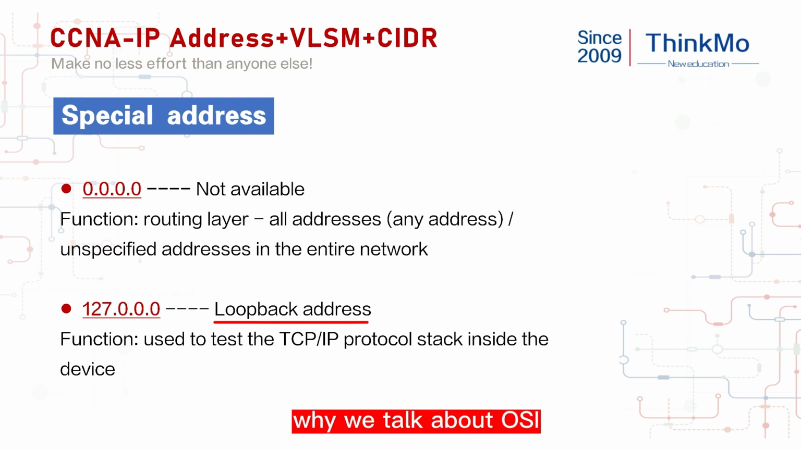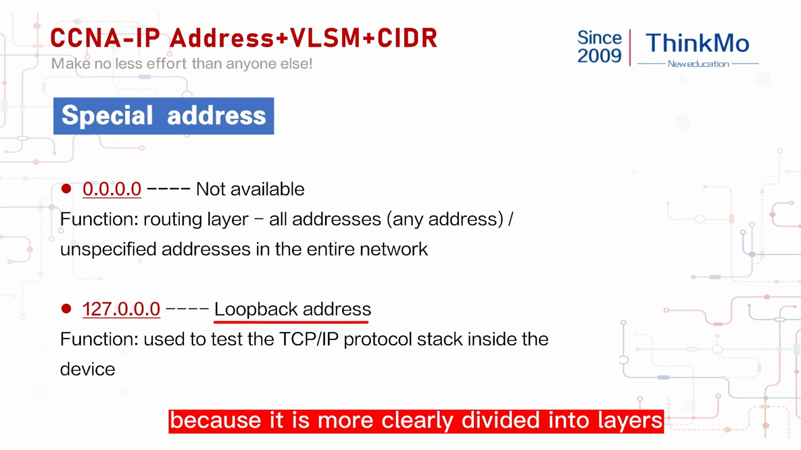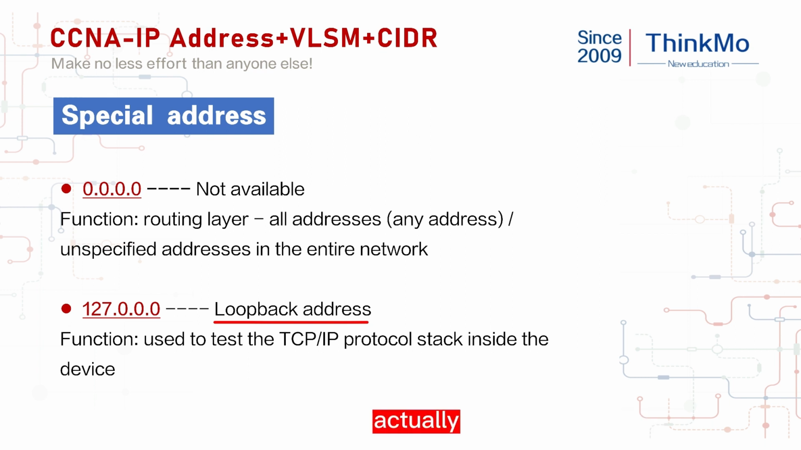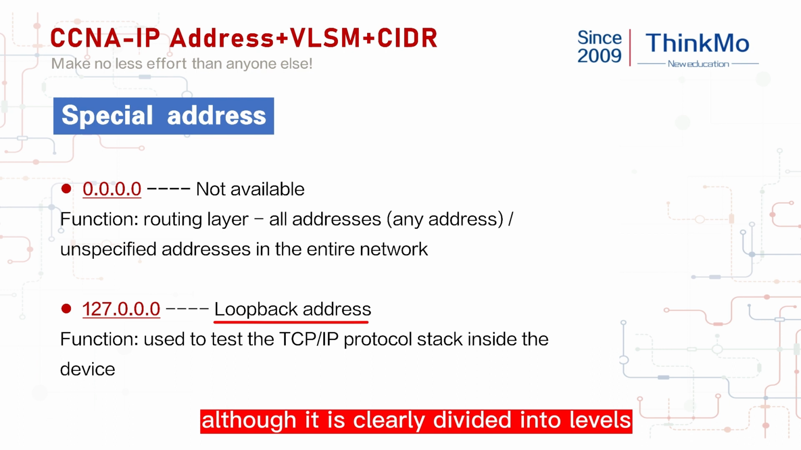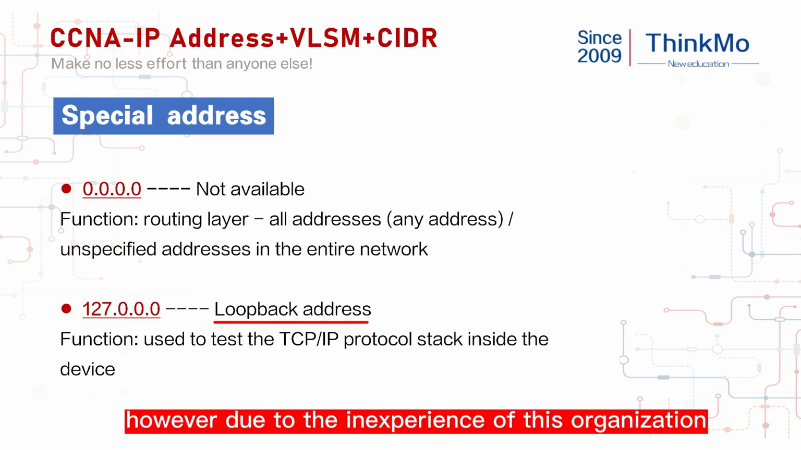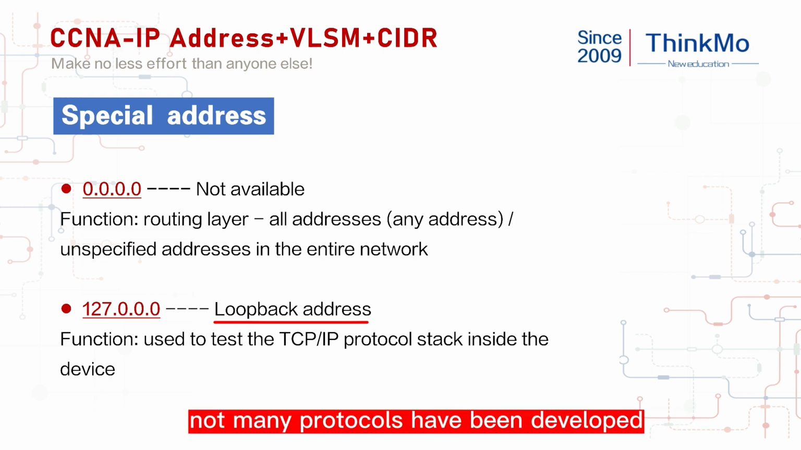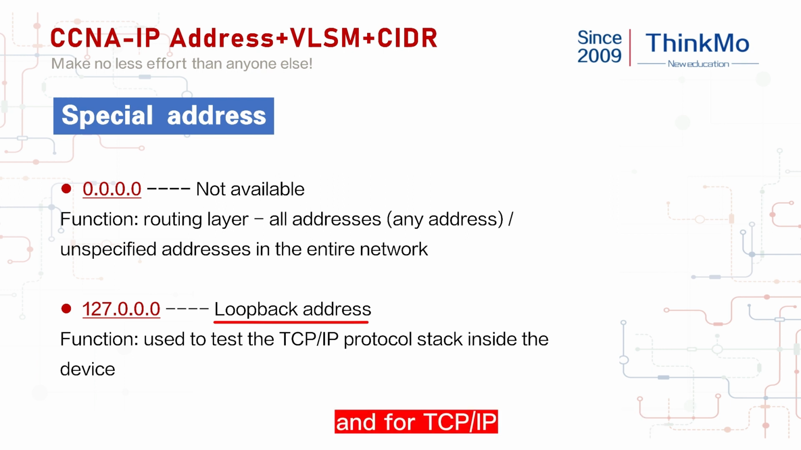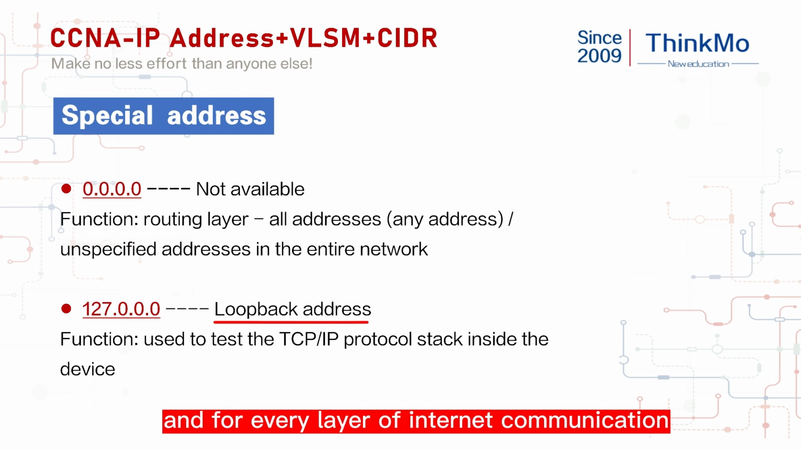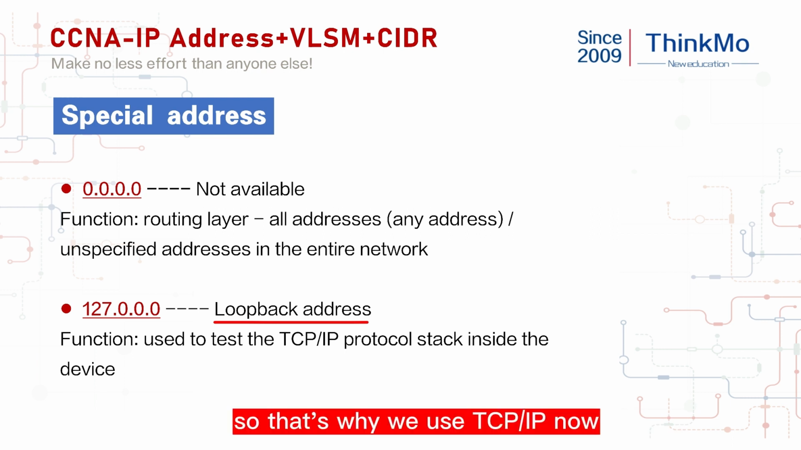Why do we talk about OSI? Because it is more clearly divided into layers. Although it is clearly divided into levels, due to the inexperience of this organization, not many protocols have been developed, and there was no organizational framework that supports it. And for TCP/IP, it actually has a longer history, developed earlier. And for every layer of internet communication, it has developed a corresponding protocol. So, that's why we use TCP/IP now.